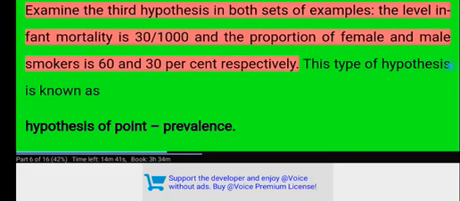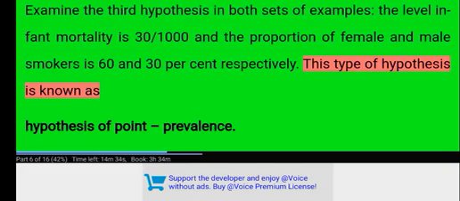Examine the third hypothesis in both sets of examples. The level of infant mortality is 31 per thousand and the proportion of female and male smokers is 60 and 30% respectively. This type of hypothesis is known as hypothesis of point prevalence.